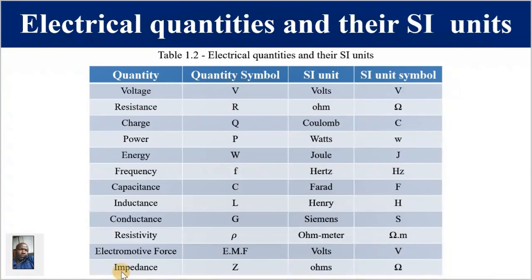Then impedance, which you find in AC circuits, the symbol for impedance is capital letter Z. It is measured in ohms, just like resistance, and their units are also the same. It's omega. Why? It is because both refer to the opposition to the flow of current. Hence, you see that their units are the same, and also their symbols are the same. So, guys, make sure you master these quantities and their units.